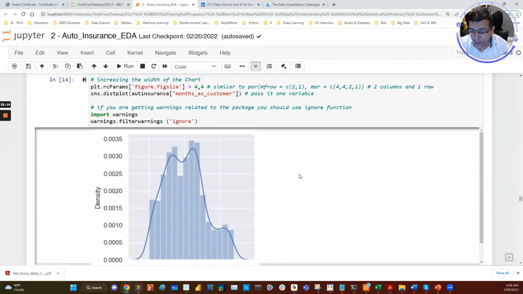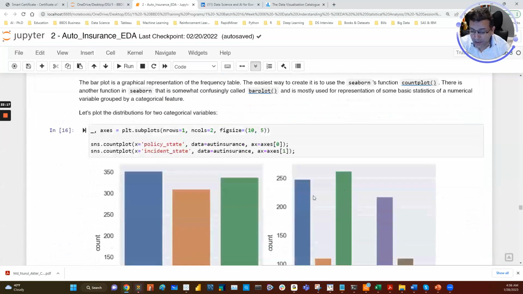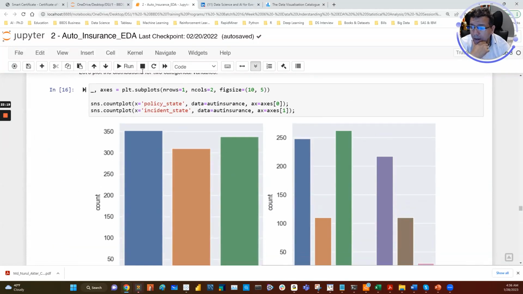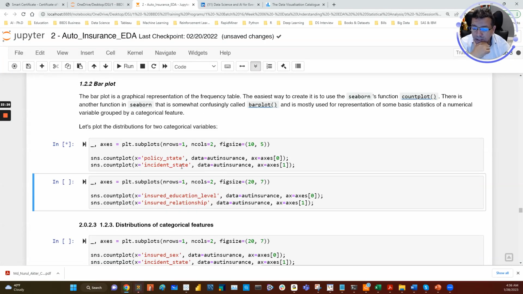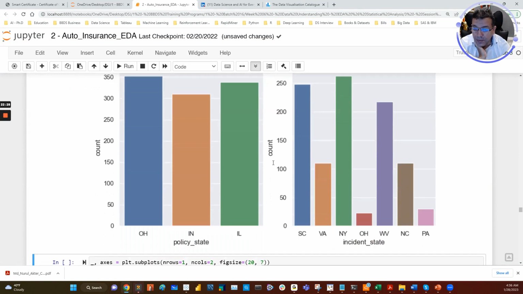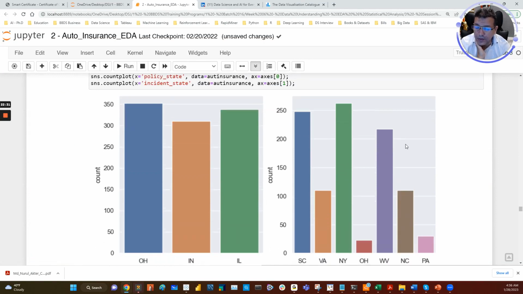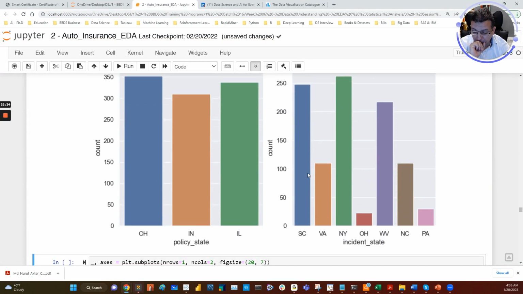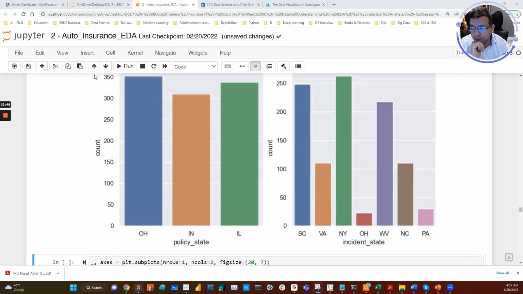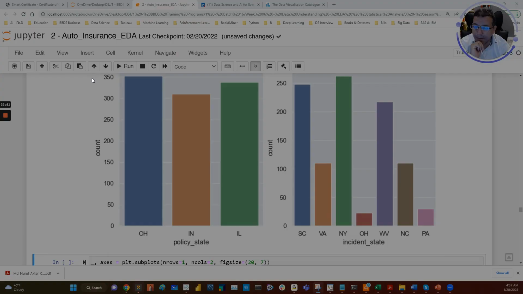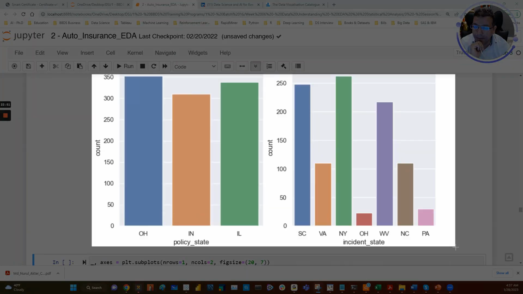Okay, then we talked about visualizing the categorical data, and we looked into comparing the policy states and incident states. We find out that for a few states, probably 97% of incidents have been claimed outside the state where the insurance policies have been issued.